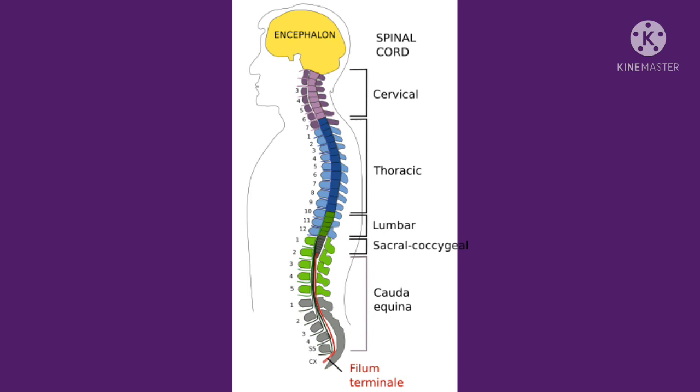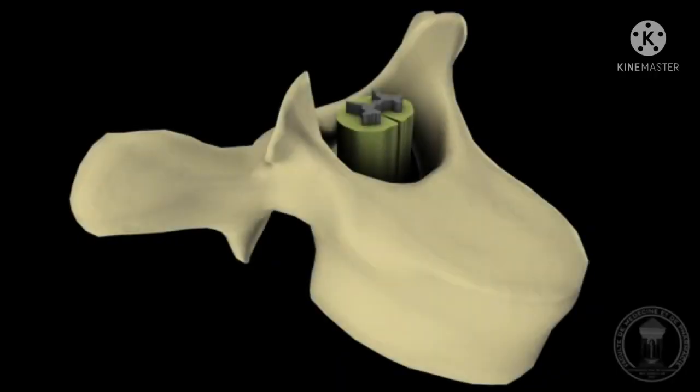It extends from the lower end of the medulla oblongata to the first lumbar vertebra. The posterior most region of the spinal cord tapers into a thin fibrous thread-like structure called filum terminale. In cross section, the spinal cord contains a cavity.